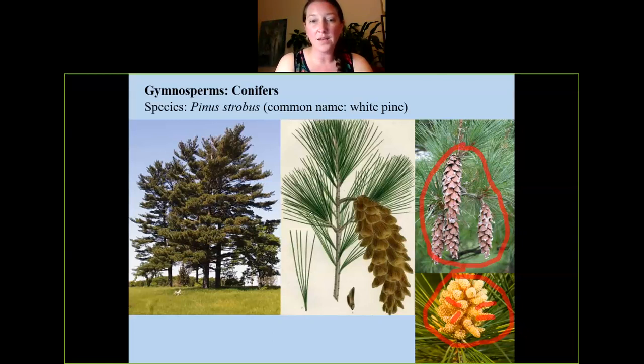But the easiest way to tell a pitch pine was that there's 3 needles per fascicle. The easiest way to tell a white pine is that there's 5 needles per fascicle. So white pine has 5 needles per fascicle. Cool. Okay. So that's white pine. Pink, yes.